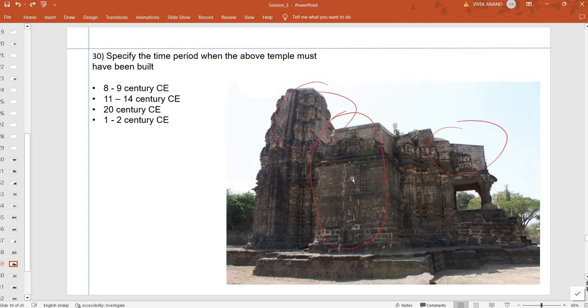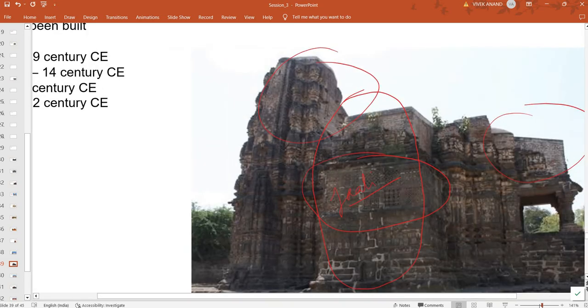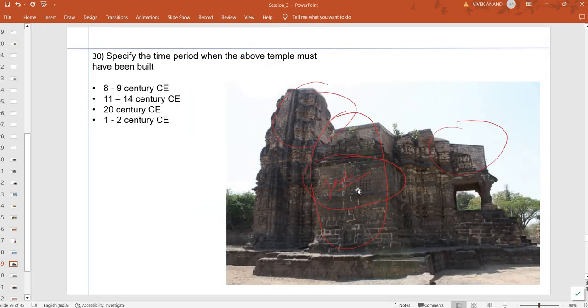And here in between, you can see the jali work. You can see or not? Anyone, please? Is it not visible? I think it's visible. So this jali work is influenced by the Gujarat style of architecture, influenced by Hindu and Jain temples of that region.